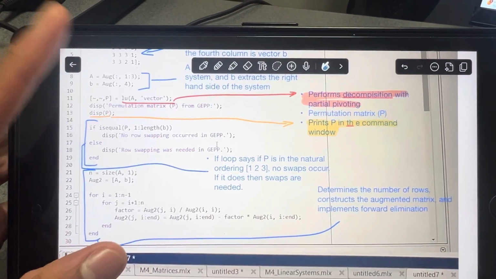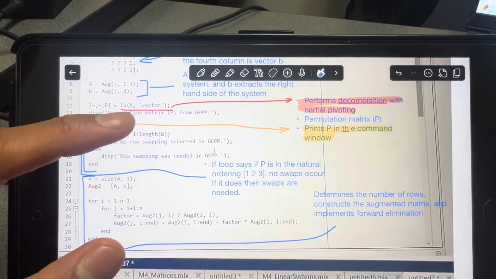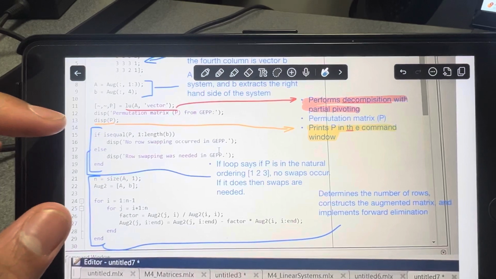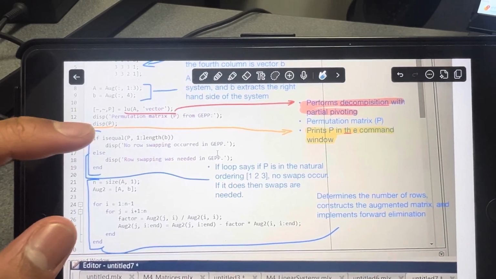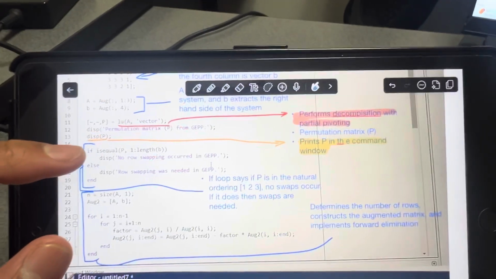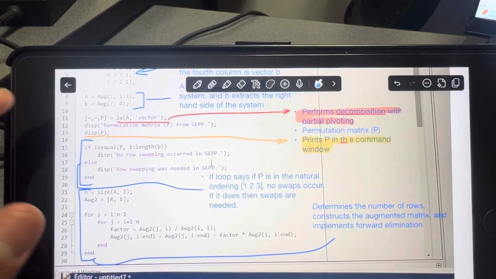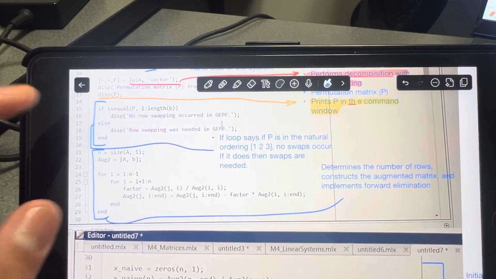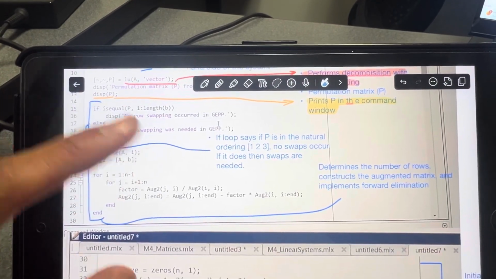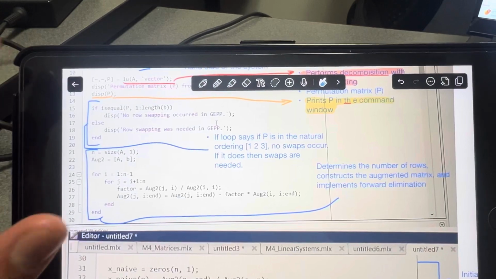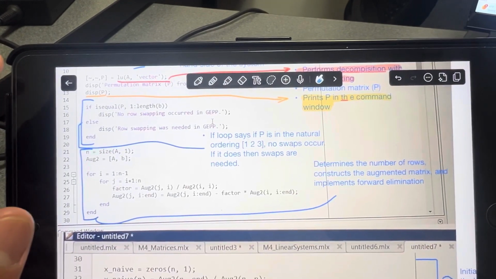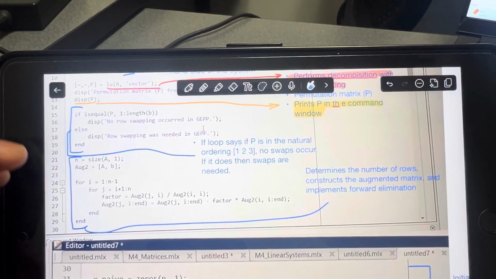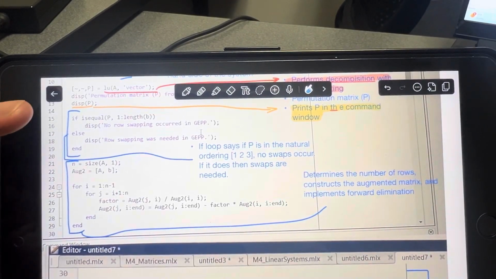And then we have this segment, what line 11 does is it performs the decomposition with partial pivoting. Then we have line 13, display P. What this does is it just prints P, and P is the permutation matrix, and it prints it in the command window. This next segment, what this if statement is basically saying is if P is in the natural ordering 1, 2, and 3 in this bracket here, no swaps occur. But if it's not, then the swaps are needed.